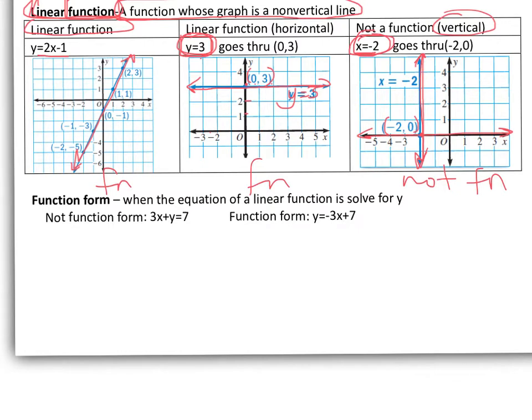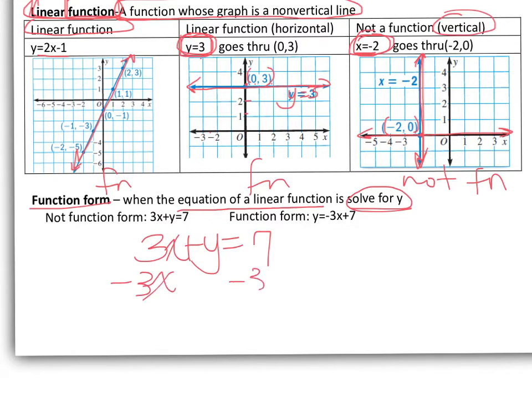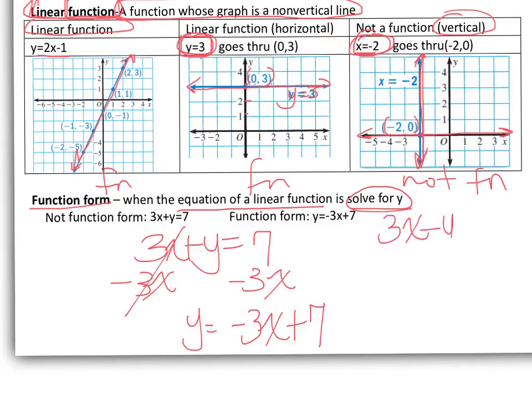To write an equation of a linear function in function form, we need to solve for y. So if I give you 3x plus y equals 7, which is not in function form, I need to write this in terms of x. So subtract 3x from both sides, and you will need to write negative 3x in the front. I will explain why when we get to a later lesson. So what if the equation comes with a negative y?